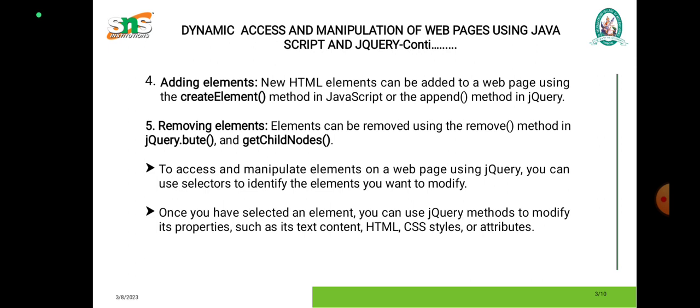To access and manipulate an element on a web page using jQuery, you can use a selector to identify the element you want to modify. Once you have selected an element, you can use jQuery methods to modify its properties such as its text content, HTML, CSS classes or attributes.